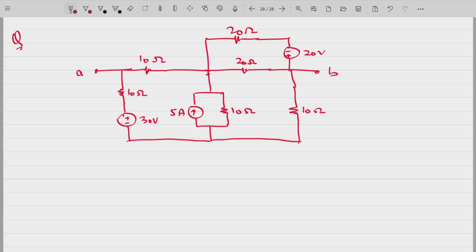Fine. So you have to find out Thevenins equivalent circuit across points A and B. ठीक है. तो A and B is the open circuited terminal. बीच में ये बाकी network है. You have to find out Thevenins equivalent circuit across the terminals A and B.